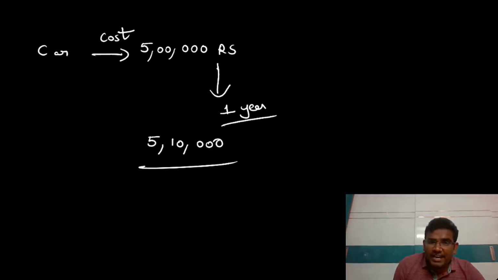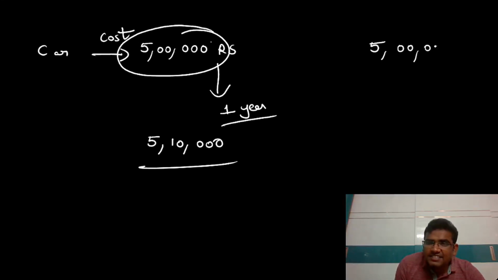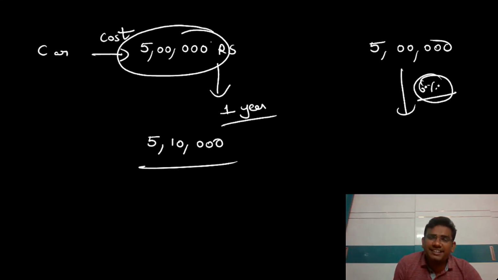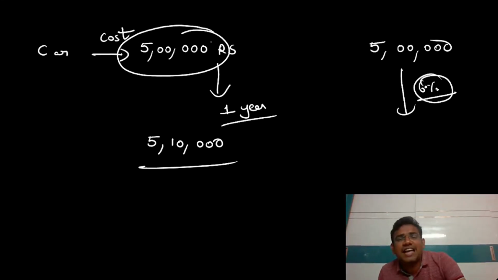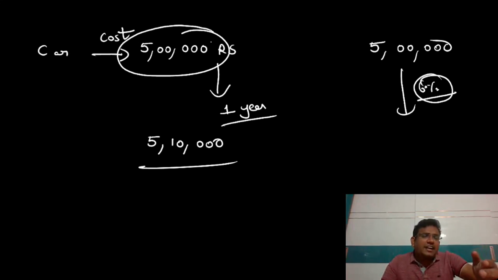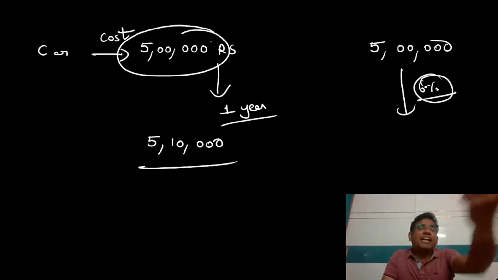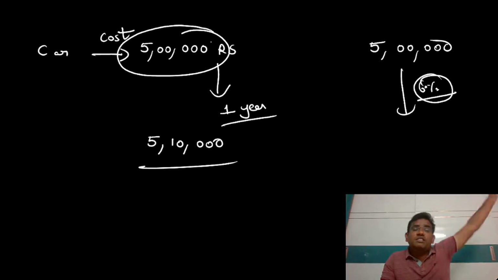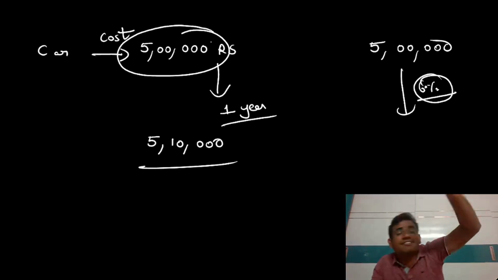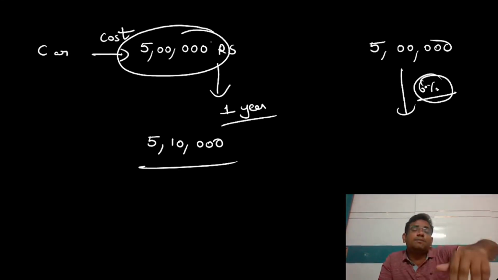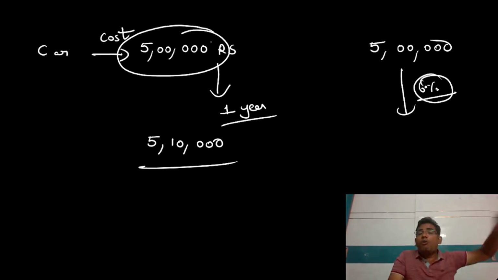I spent 5 lakhs to manufacture the car. Instead of that, I deposited 5 lakhs in the bank, and the bank is giving 6% annual interest. Now, after 1 year, how much amount will I get from the bank totally? Then after 1 year, how much amount will I get?